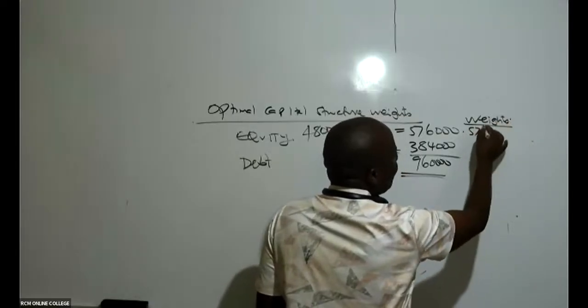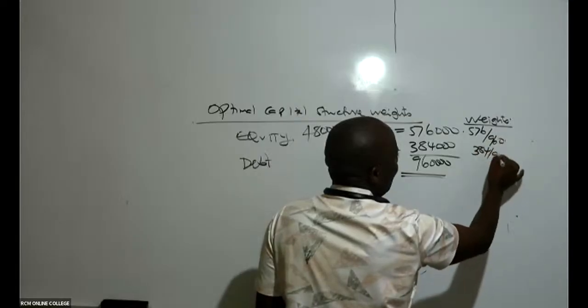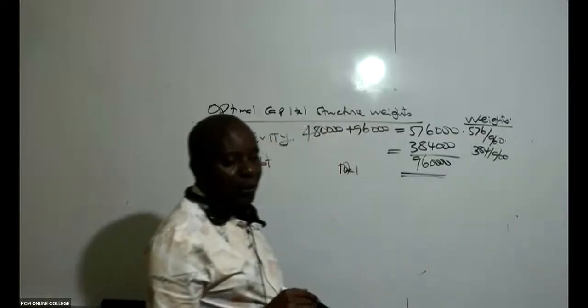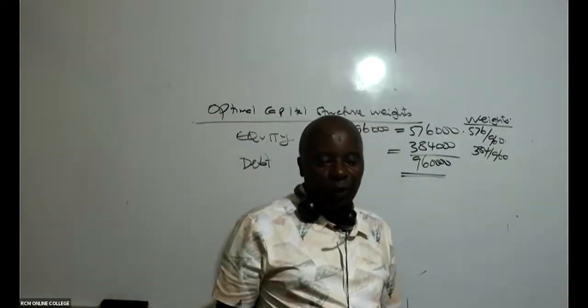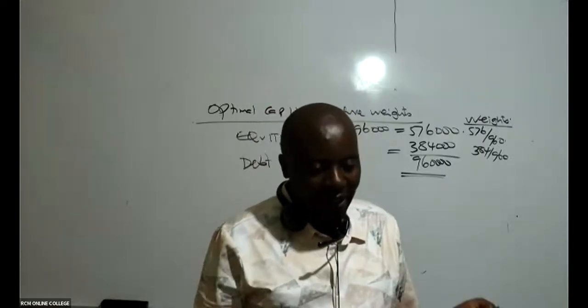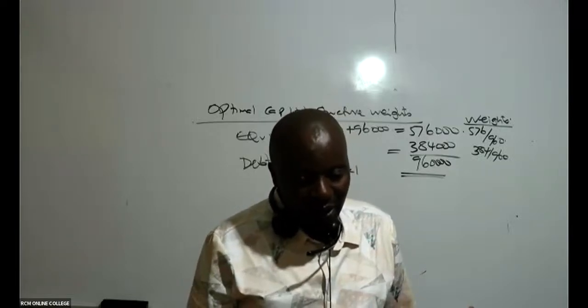So this will be 576 over 960. This will be 384 over 960. If you wish, you can put those 3 zeros, but I've just chopped them. So is there somebody who can give me these weights in 2 decimal places, or even 4? It doesn't matter. Exactly 0.6.